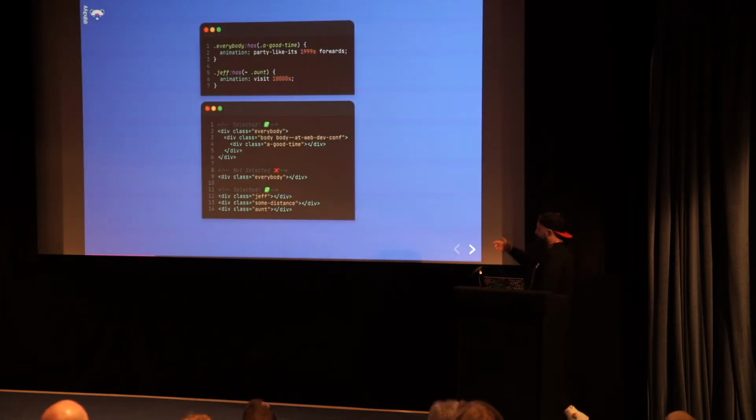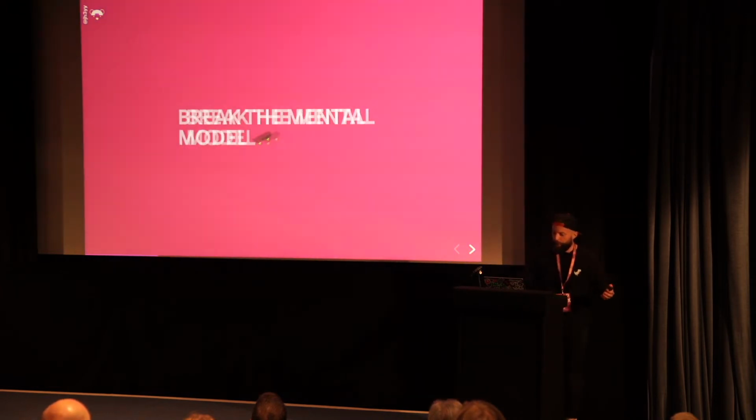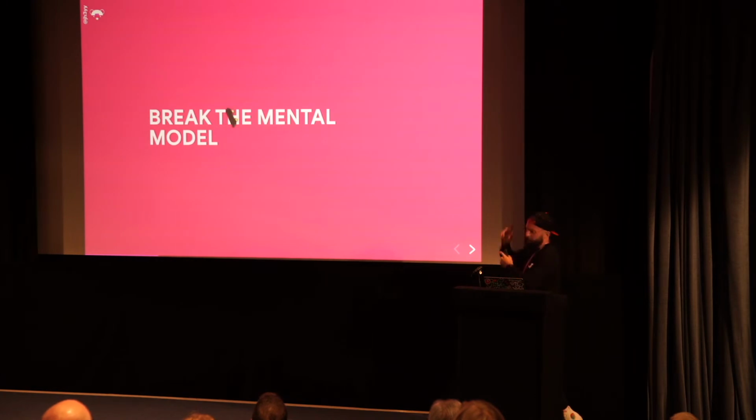Easily done here. So I've got the class everybody, and everybody has a good time, right? So the animation is party like it's 999 seconds. Thanks Jeff at DigitalOcean, who has some distant aunt, so I can use a sibling combinator. And it's when we start thinking about it a bit differently. So CSS :has() here, Jeff has some distant aunt. Jeff at the bottom is selected because even though there's something between them, he has an aunt in the distance. Cool. But you've got to break your mental model. You've got to flip it. You can go up, round, all over the place.